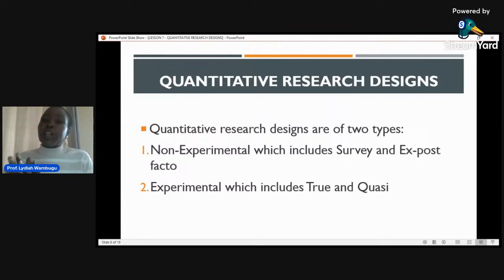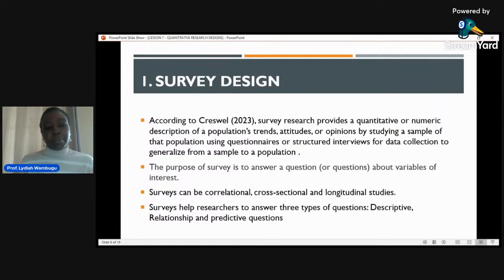And when we say non-experimental, it means we are not measuring the cause and effect. And you'll be explaining that so that you see the difference between the experimental and the non-experimental. So we start with the survey design. And this is the most common one. Many a times, especially if you are doing a research, mainly, like I said, because many of us are inclined to quantitative, we normally tend to do a survey.